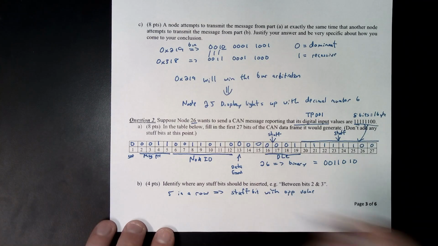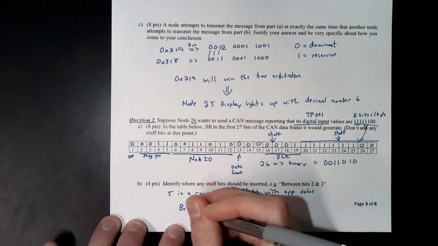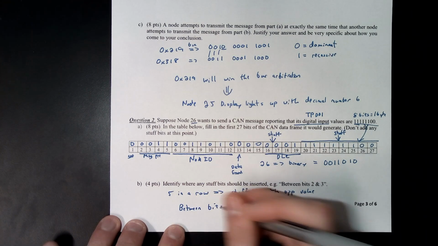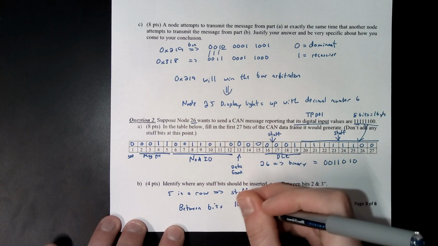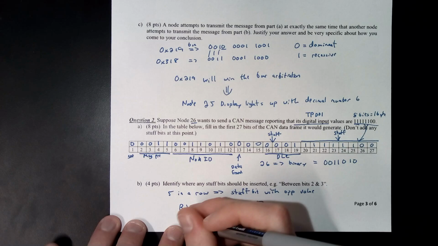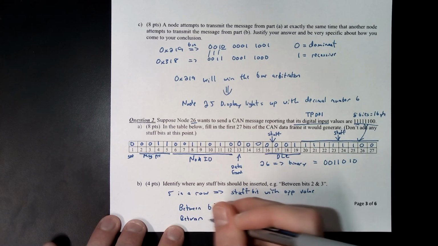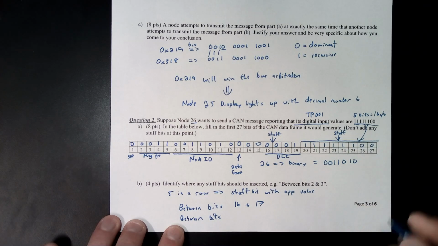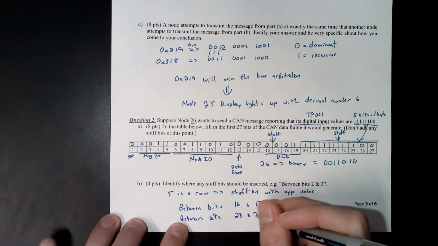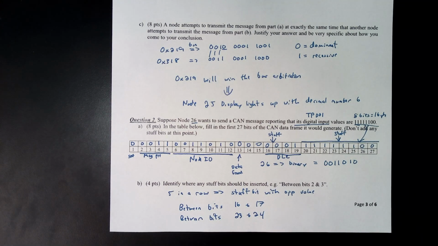So we are going to say between bits 16 and 17, and between bits 23 and 24. And that's it for that whole CAN part of the test.